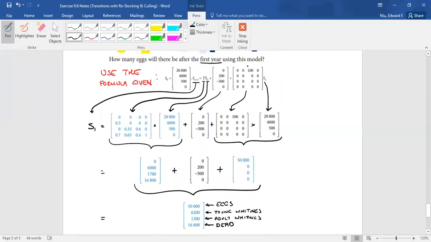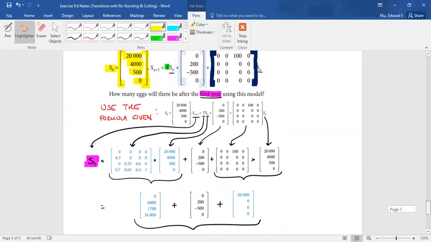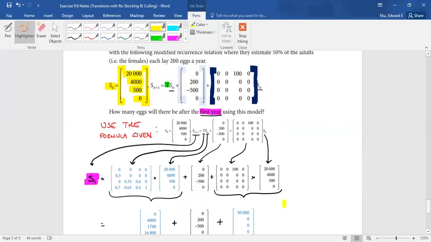All right. Well, the first year is going to be our S value, S1. So if our SN plus 1 is S1, what do you think our SN is going to be? If you answered with our S0, you are spot on. Okay, so our SN here is going to be the S0 because the number before 1 is 0.